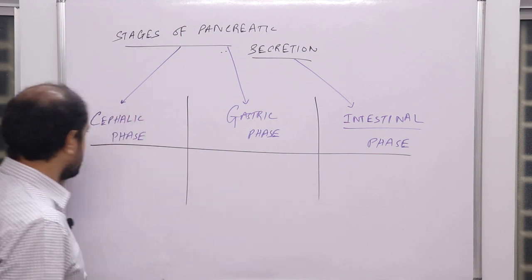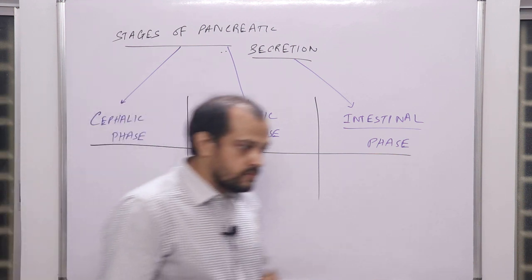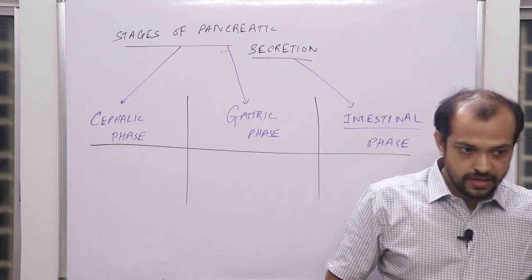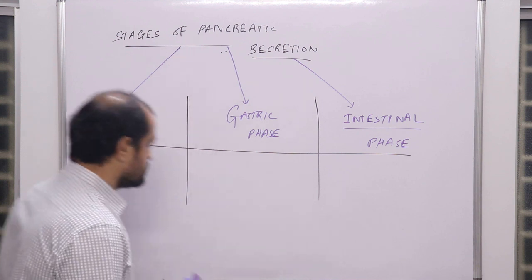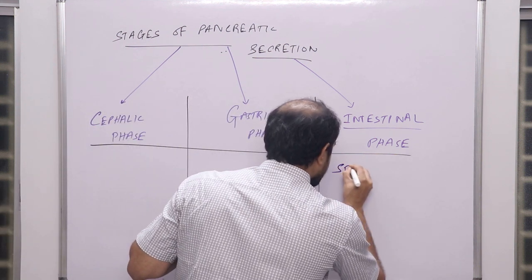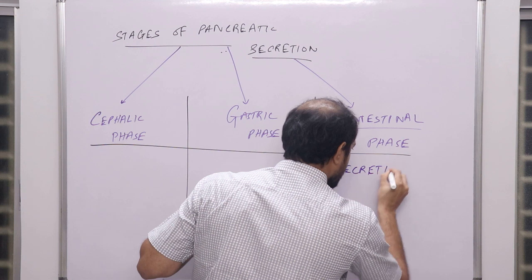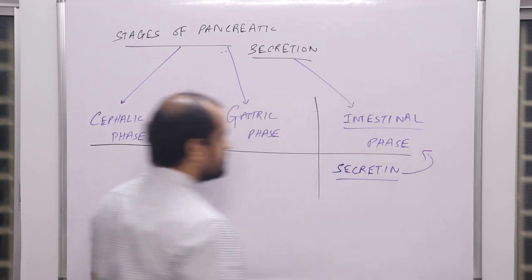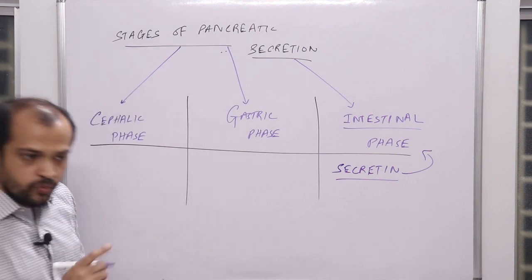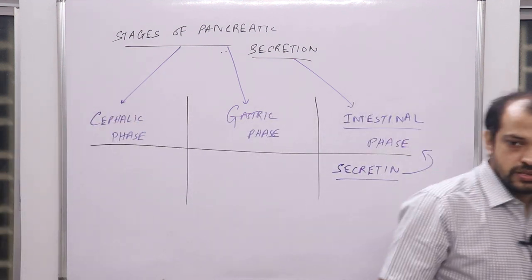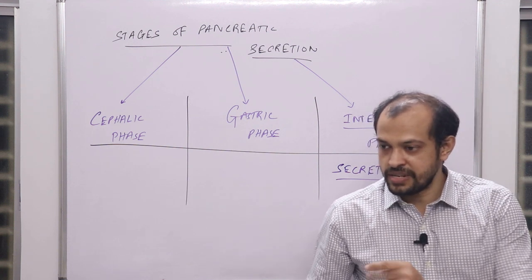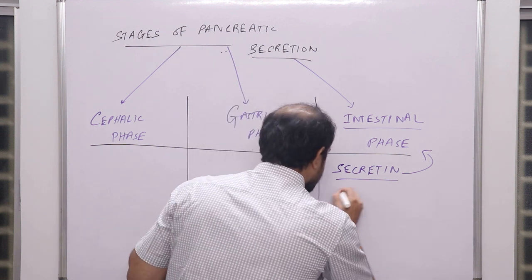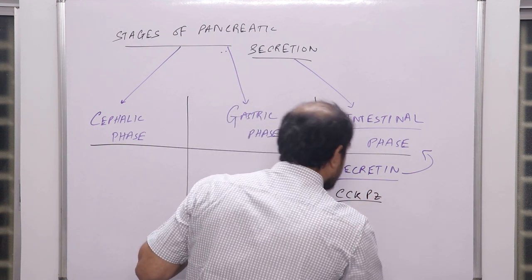Gastric phase. Can anyone say in which phase secretin is secreted? Somebody was saying the cephalic phase. He or she lacks a brain. Now listen, secretin is secreted in the intestinal phase. In which phase is CCK-PZ, cholecystokinin pancreazymin, secreted? Now you get this. Very good. CCK-PZ is also secreted in the intestinal phase.